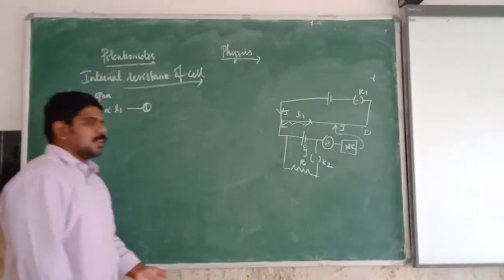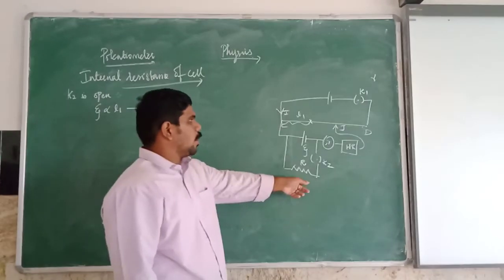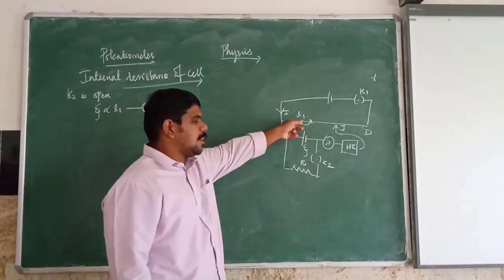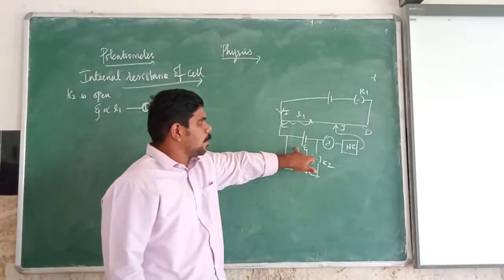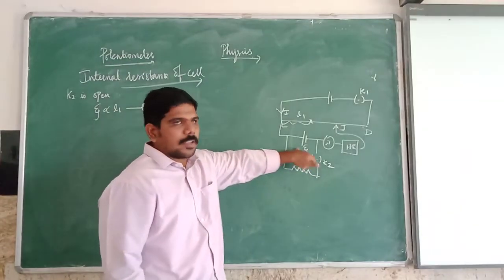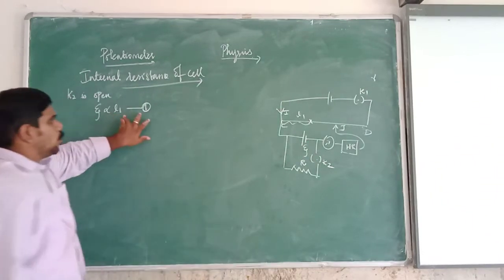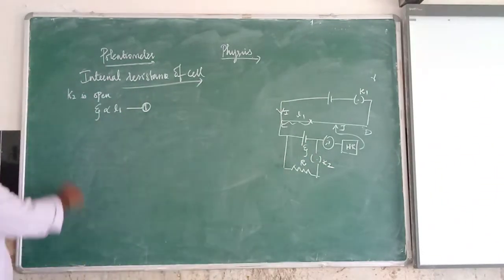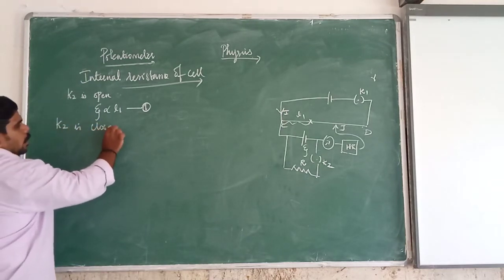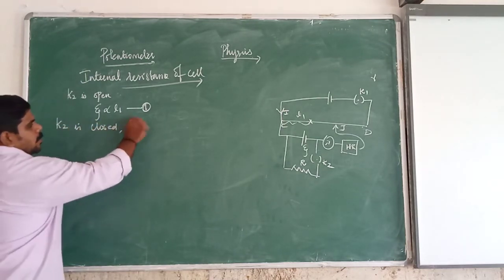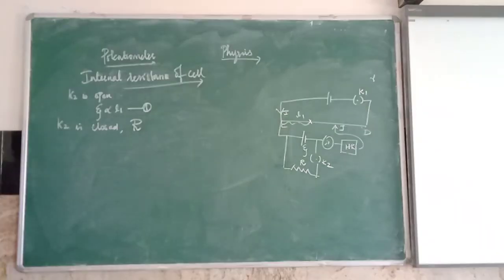So what happened here? The resistance R is not included in the circuit. So the potential difference across the balancing length is directly proportional to the EMF of a cell psi. So psi is directly proportional to L1. Now the key K2 is closed. Key K2 closed means the resistance R is included in the circuit.